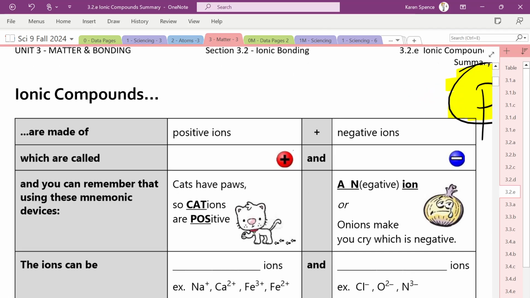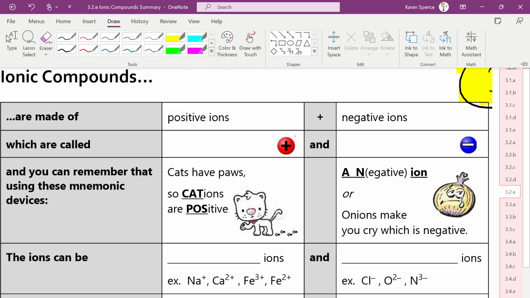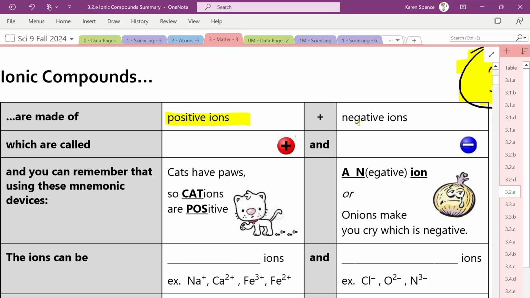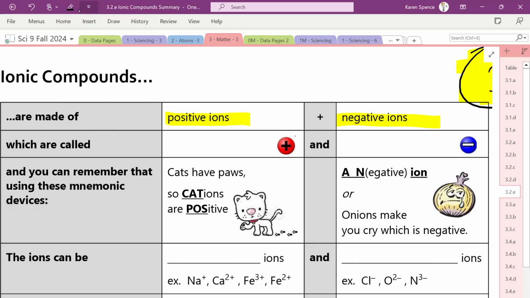So, ionic compounds. They are made of positive ions and negative ions. And what do we call positive ions? Cations. And what do we call negative ions? Anions.